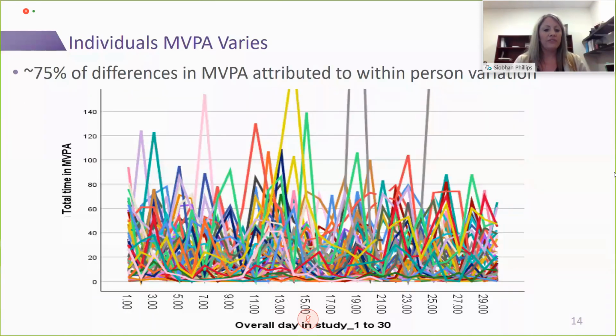And so this graph, I don't expect you to really be able to read this, that's kind of the point of it. This graph represents moderate and vigorous physical activity over the 30 days in the study for each participant.